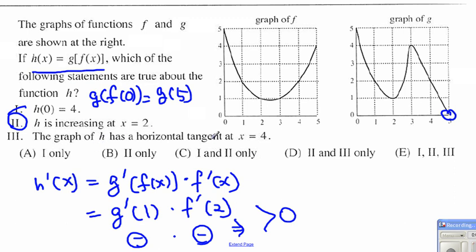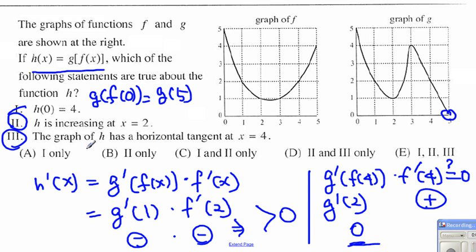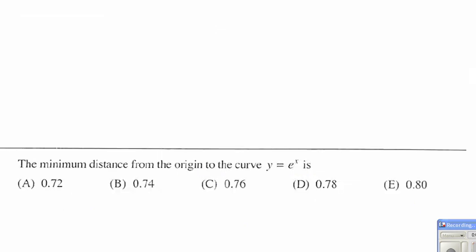The graph of h has a horizontal tangent at x equals 4. Likewise, okay, x equals 4, that means g prime of f of 4 times f prime of 4, is that in fact equal to 0? F prime of 4 here is a positive value, but f of 4 in fact is 2, so this last portion is equal to g prime of 2. But g prime of 2 is equal to 0, horizontal slope right here, which makes the whole thing equal to 0 due to the product. So second and third are true. Choice D will be our answer.